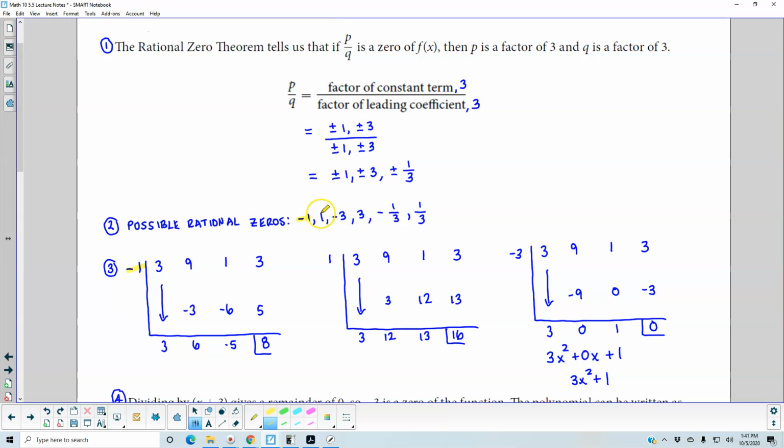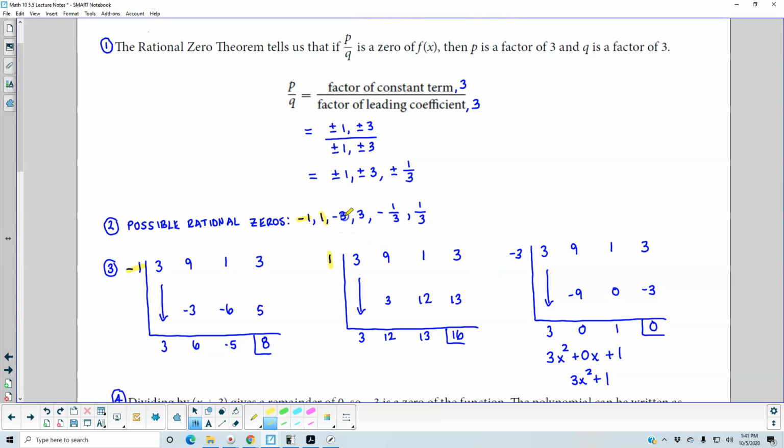Now we're going to try 1. So we try 1. Bring down the 3. 1 times 3 is +3. 9 plus 3 is 12. 1 times 12 is 12. 12 plus 1 gives you 13. And then 1 times 13 is 13. And 13 plus 3 gives you 16. So we get a remainder. So 1 is not a 0.